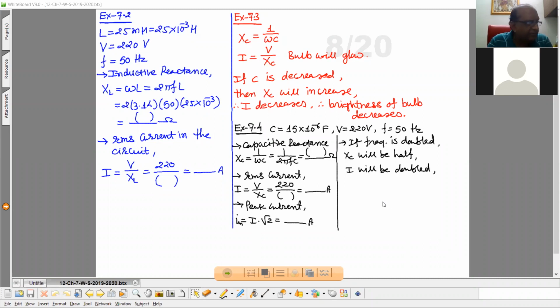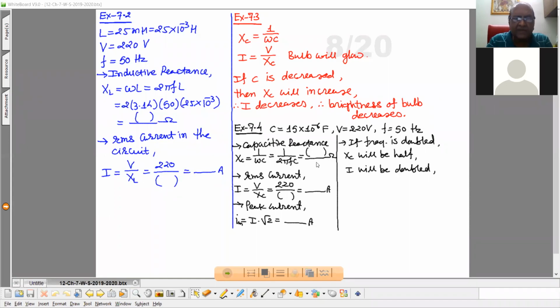Example 7.4. A 15 microfarad capacitor is connected to a 220 volt, 50 hertz source. Find the capacitive reactance and the current, RMS and peak, in the circuit. If the frequency is doubled, what happens to the capacitive reactance and the current?